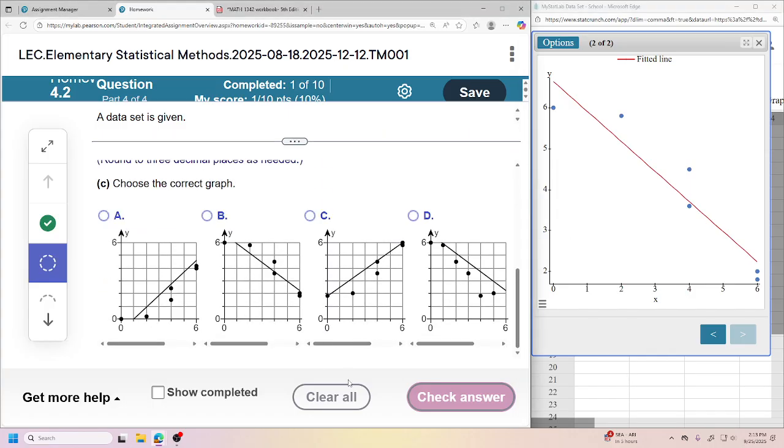This time, which one do you think it's going to be? Which one is it going to be? Oh, is it B? Are you sure?